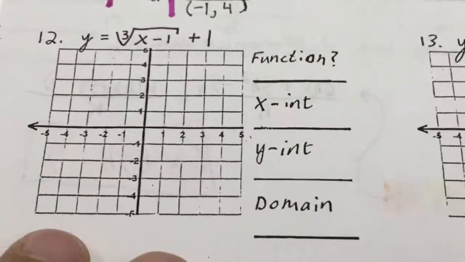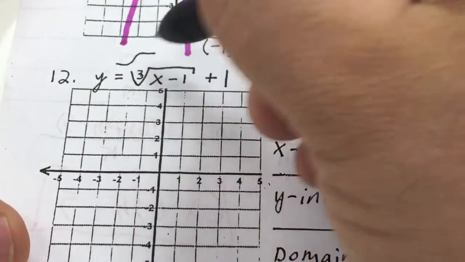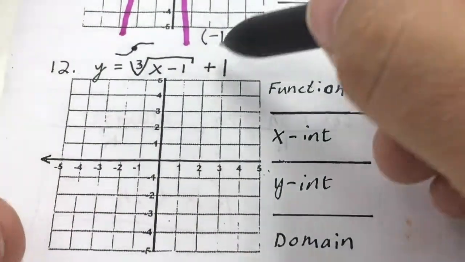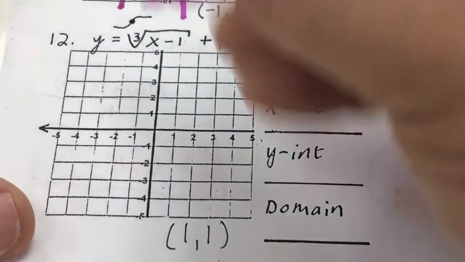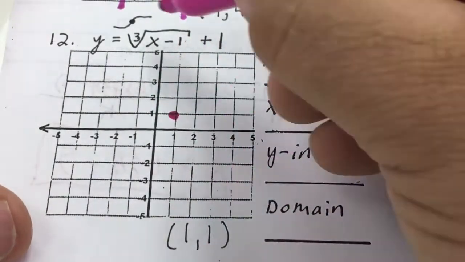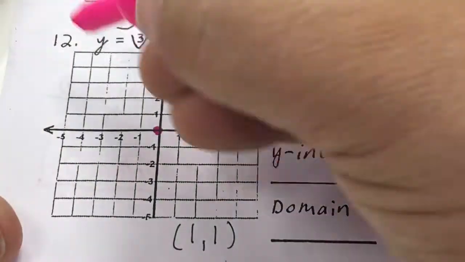Number 12. A cube root radical. Cube root is going to look like a super S. But I need to know where that turning point is. And that turning point is located at 1, 1. So I go right 1, up 1 from the origin to get my turning point. And then, if it's a cube root, remember it goes up 1 over 1, down 1 over 1. And then it's going to be slanting in a super S style.